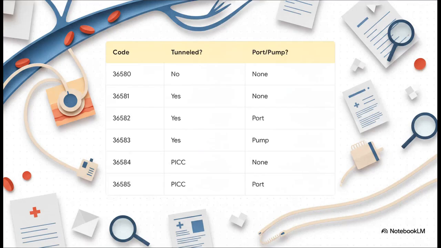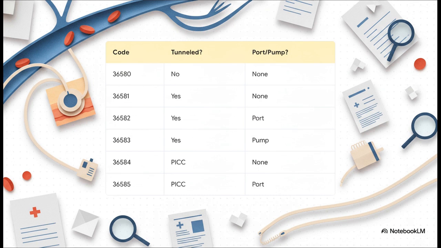So for complete replacements happening through that exact same venous access site, you just need to ask yourself 2 questions to instantly isolate the correct code. Ready? Is it tunneled? And is there a port or pump? If it's non-tunneled with no port, boom, it's 36580. Tunneled with no port, you're looking at 36581. What if they replace the whole device and have to reopen the pocket? Well, if it's got a port, it's 36582. For a pump, it's 36583.